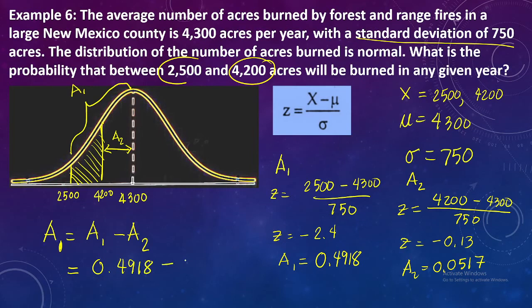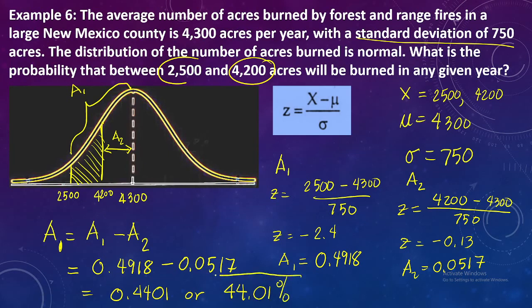So going back to our concept, we subtract: 0.4918 minus 0.0517 will give us 0.4401 or 44.01%. This answers our question.